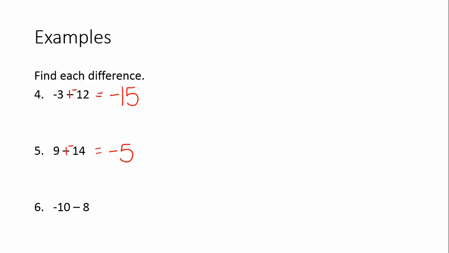On number 6, we're going to add a negative 8. So now we have signs that are the same. We add the two numbers in our head. 10 plus 8 is 18, and our answer takes the same sign.